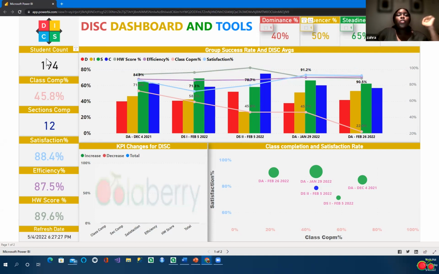So when you move on to the left side of the screen, my KPIs are student count. This counts the students.